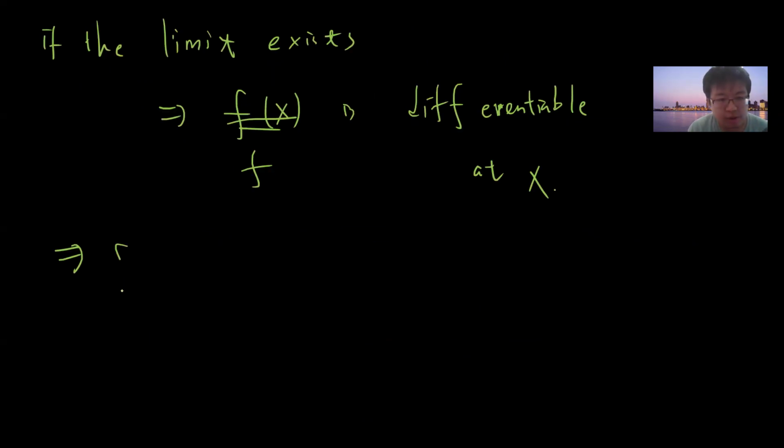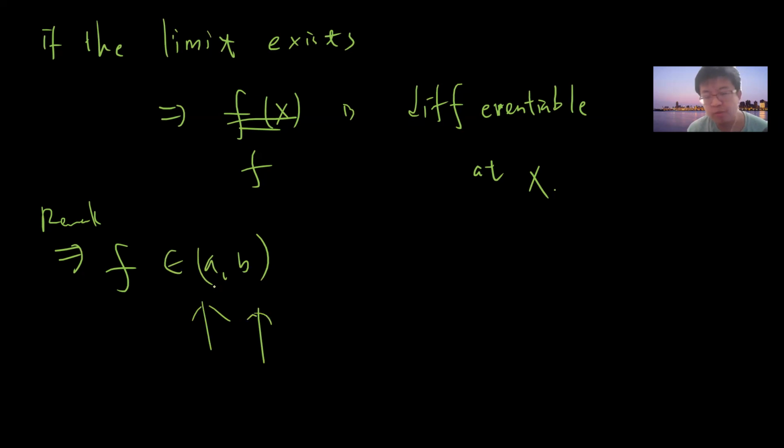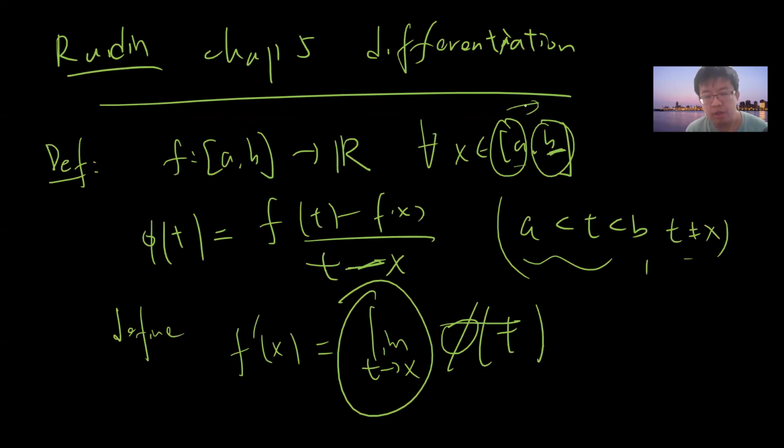There's a remark that if f is defined on [a,b], then we cannot talk about whether it's differentiable at a or b. For this closed interval case, one can define it if you say clearly that you only go from the right or only go from the left.